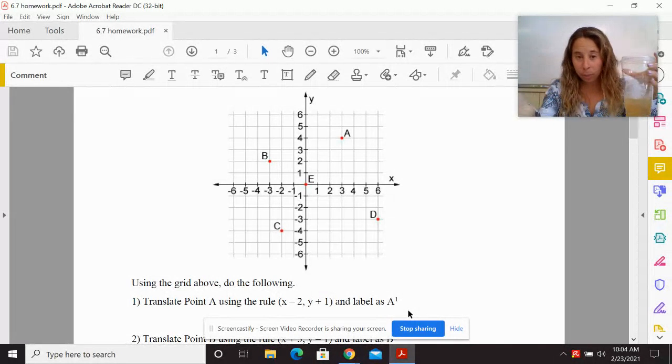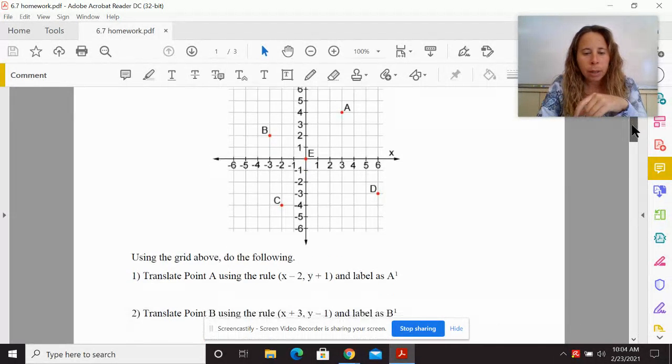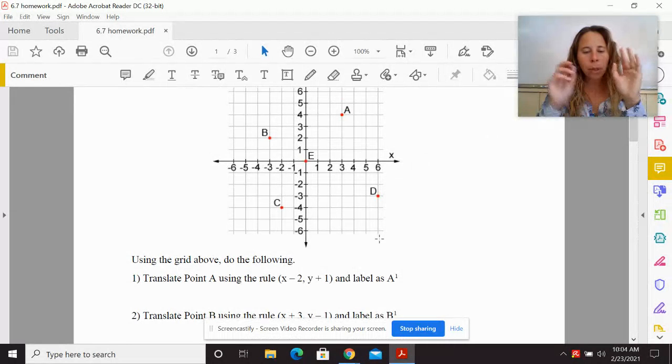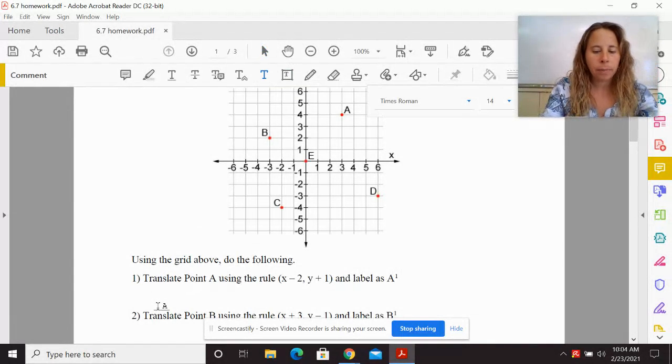So please pause me and try this yourself. Look back on our notes from the end of class. Okay, here we go. Your first step is to figure out, well, where is A right now? A is hanging out at X is 3, Y is 4. So currently A is at 3, 4.